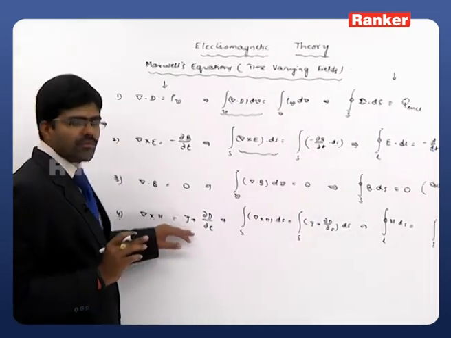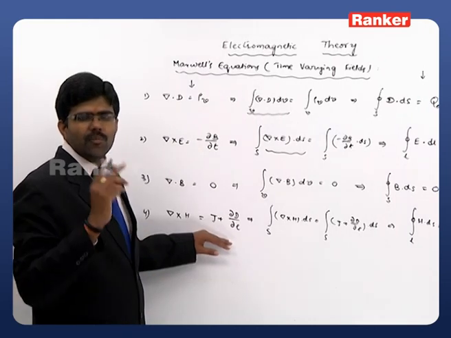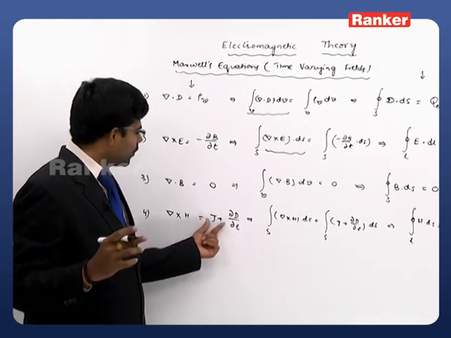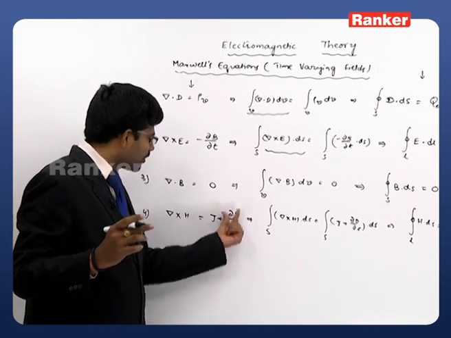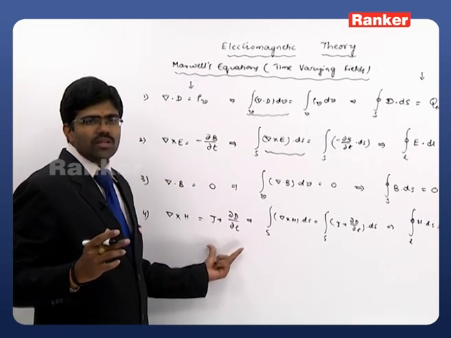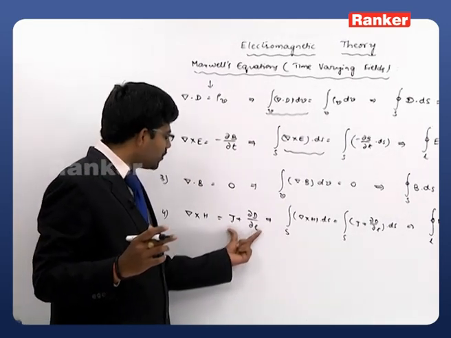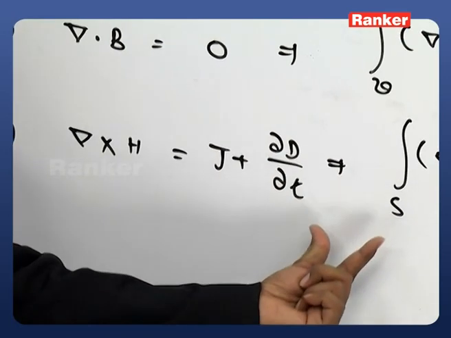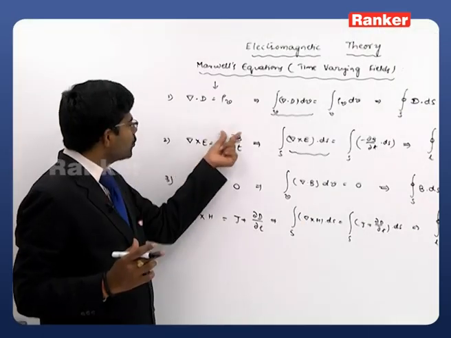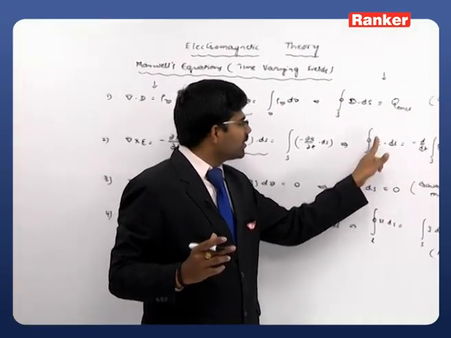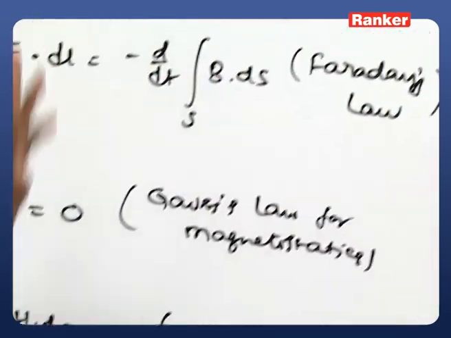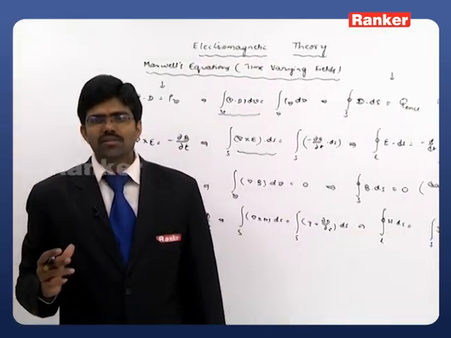And this equation came from Ampere's law. Ampere's law was modified by Maxwell to eliminate its inconsistency by adding this term. So J plus dou D by dou t, whenever you find this J plus dou D by dou t, Ampere's law comes into the picture. And del cross E is equal to minus dou B by dou t, or the line integral of E dot dl is equal to minus dou by dou t of the integral of B dot dS. This is called Faraday's law.